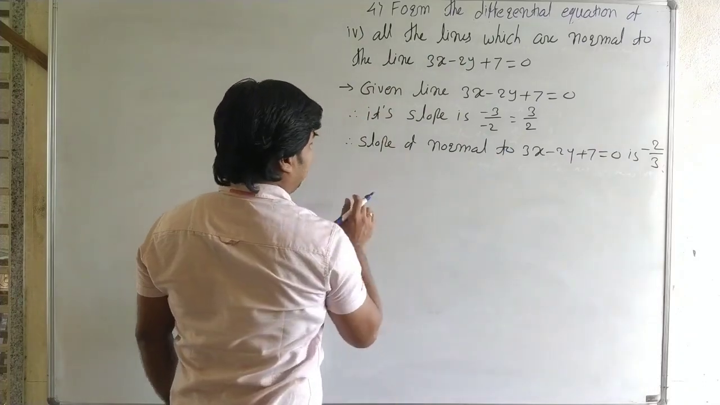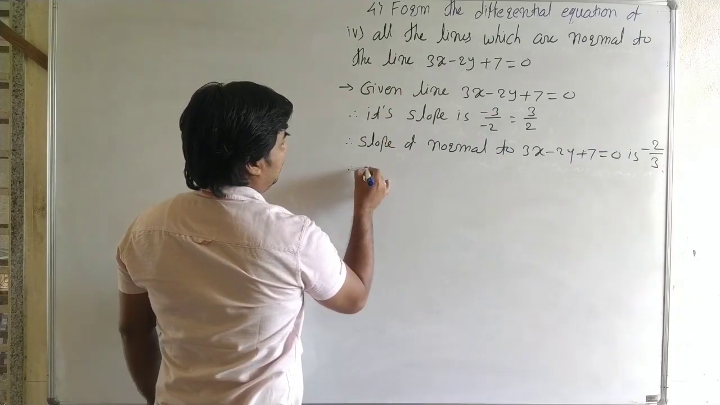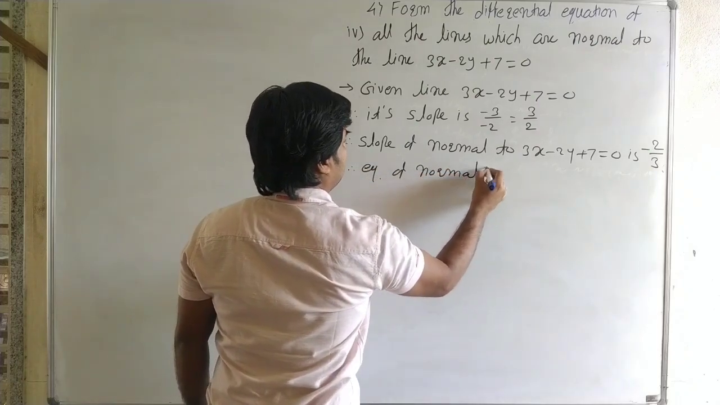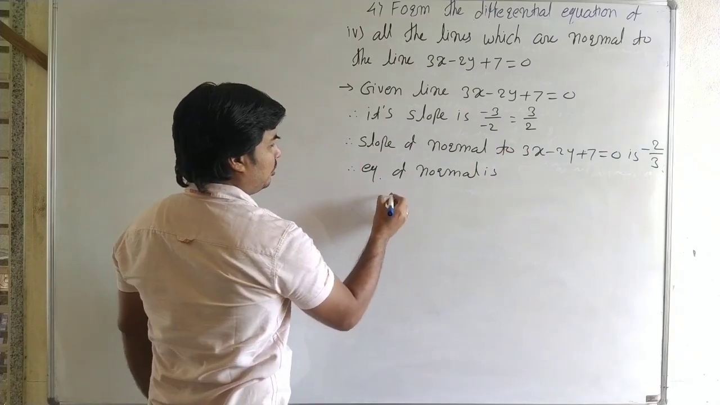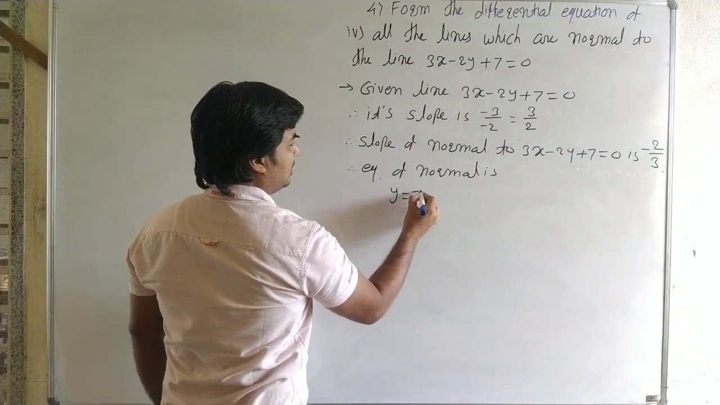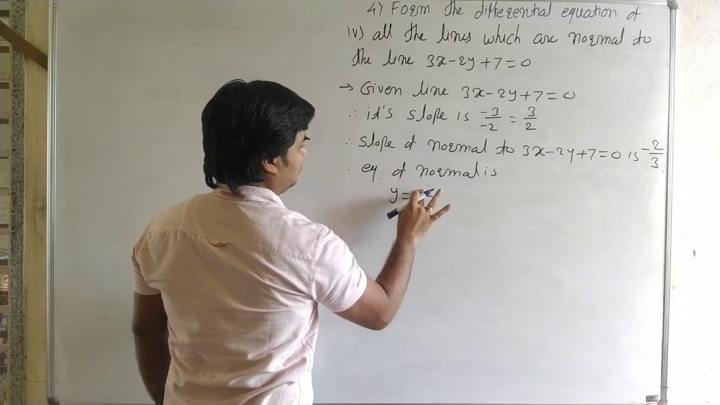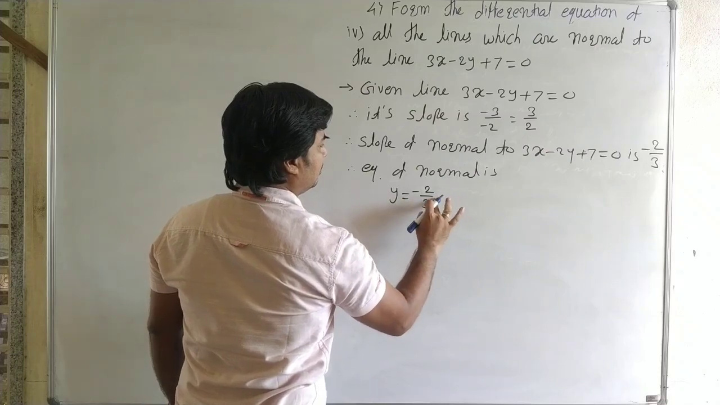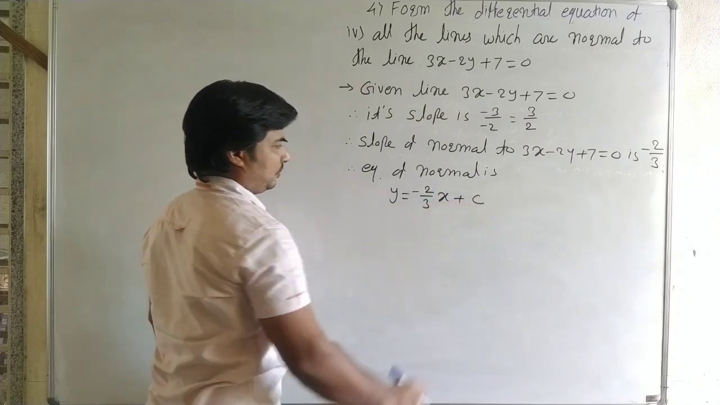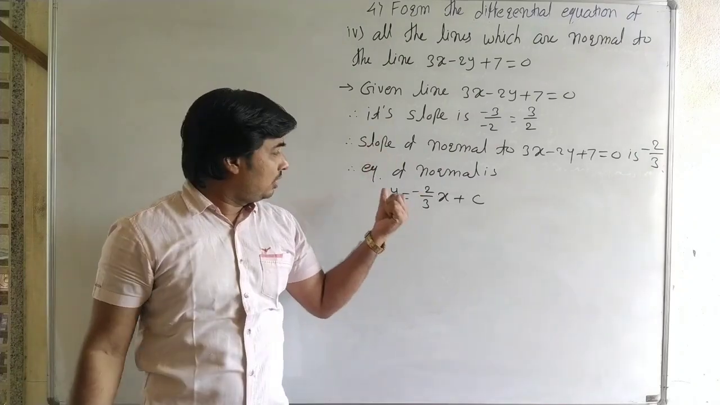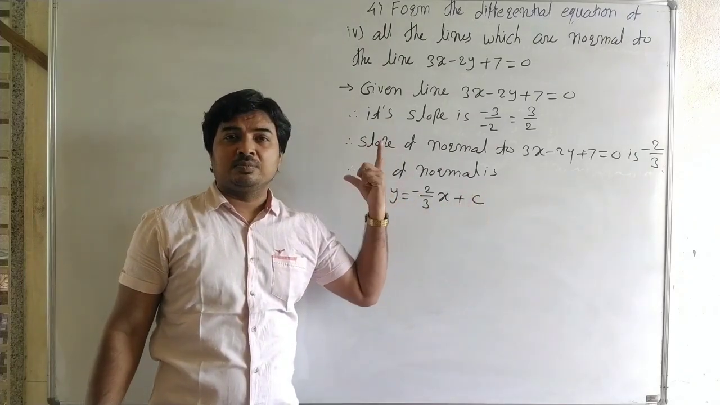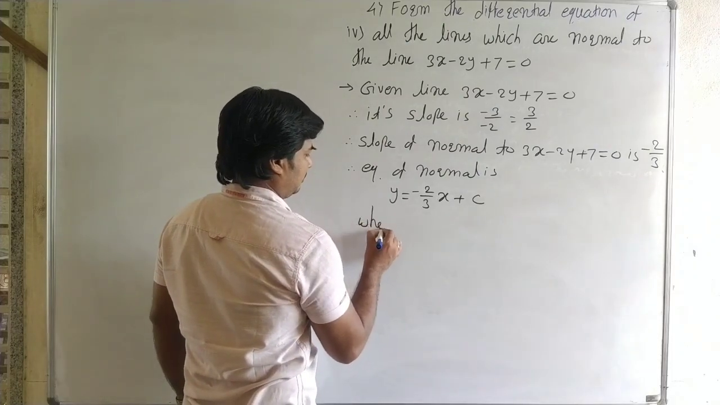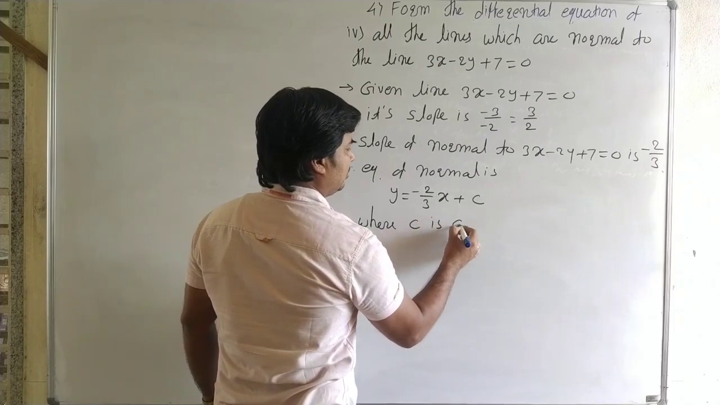Therefore the equation of the normal, given that only the slope is known, is y is equal to mx plus c, where m is minus 2 by 3. So y is equal to minus 2 by 3 x plus c. It is the equation of the normal, and here c is an arbitrary constant.